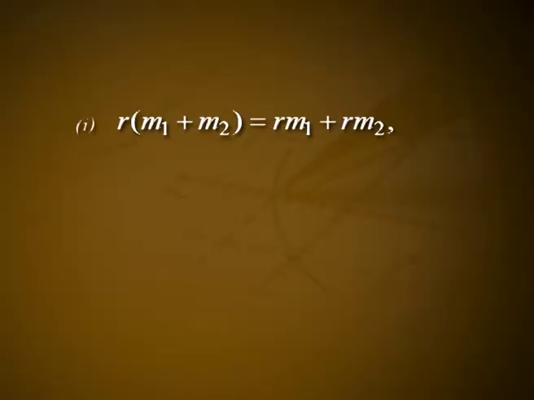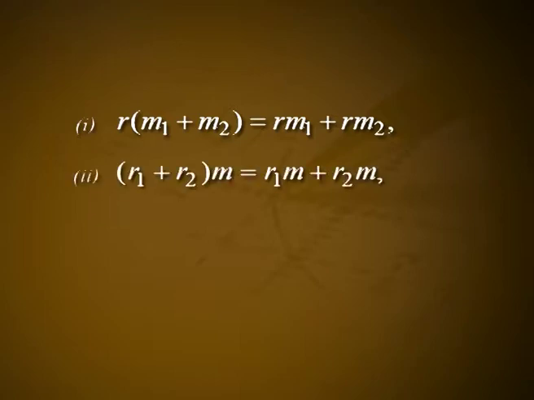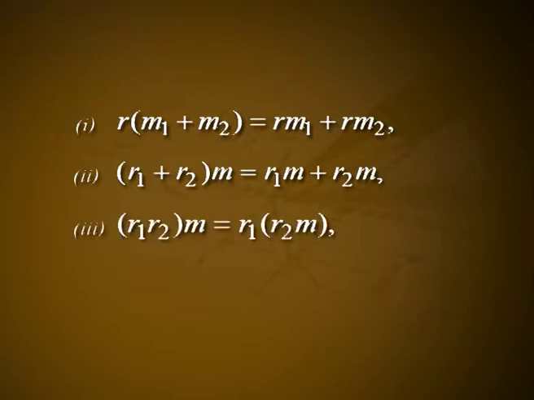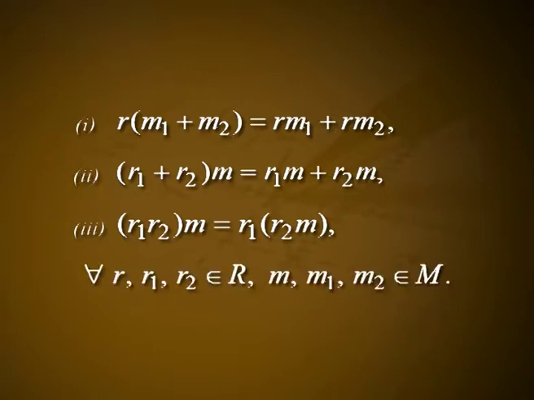Then 1. r of (m1 plus m2) is equal to rm1 plus rm2. 2. (r1 plus r2) of m is equal to r1m plus r2m. 3. (r1 r2) of m is equal to r1 of (r2 m), for every r, r1, r2 belongs to R, m, m1, m2 belongs to M. Noting that ID is the unity element in the ring End(M), and since ID of m is equal to m, we have that M is a unitary module.